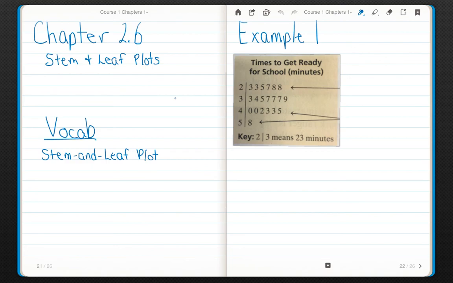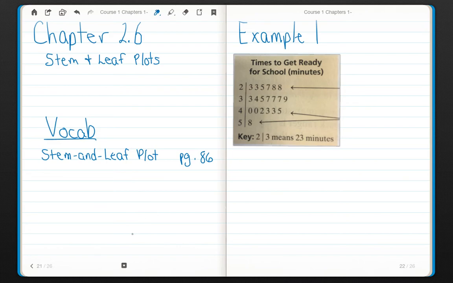Chapter 2.6, Stem and Leaf Plots. So today we're going to look at another way to organize our data and to look at the shape of the data. What does it look like? By using a stem and leaf plot. So please make sure you copy the definition on page 86 and then come back and we will talk about a stem and leaf plot.